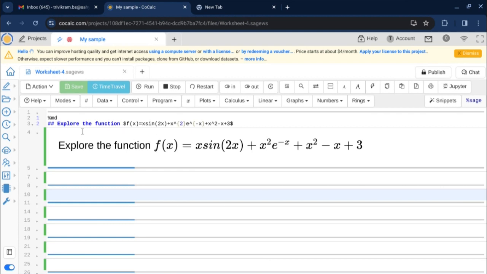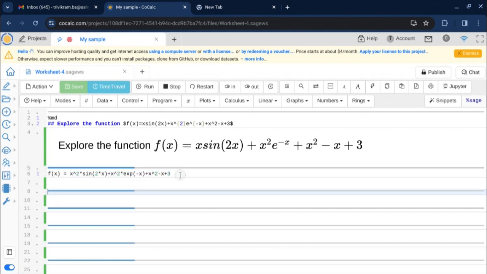Let us explore the function f of x is equal to x sine 2x plus x square e power minus x plus x square minus x plus 3. Now I'm going to define this function like this.